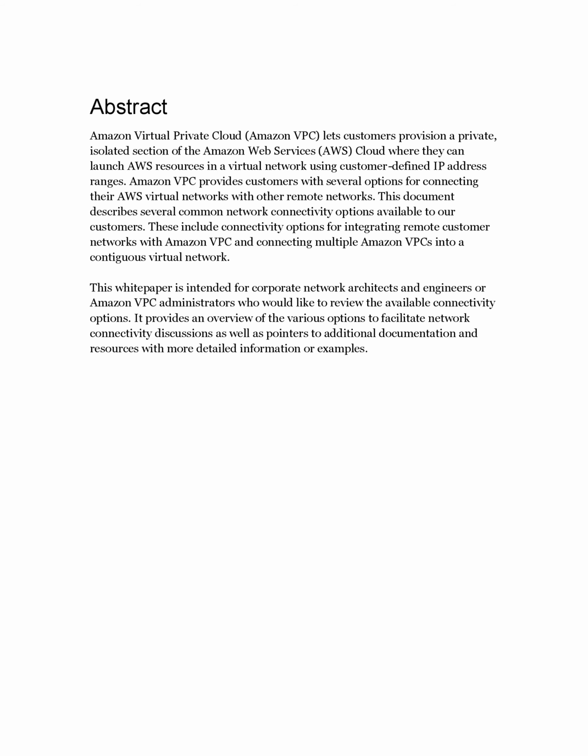These include connectivity options for integrating remote customer networks with Amazon VPC and connecting multiple Amazon VPCs into a contiguous virtual network. This white paper is intended for corporate network architects and engineers or Amazon VPC administrators who would like to review the available connectivity options. It provides an overview of the various options to facilitate network connectivity discussions as well as pointers to additional documentation and resources with more detailed information or examples.